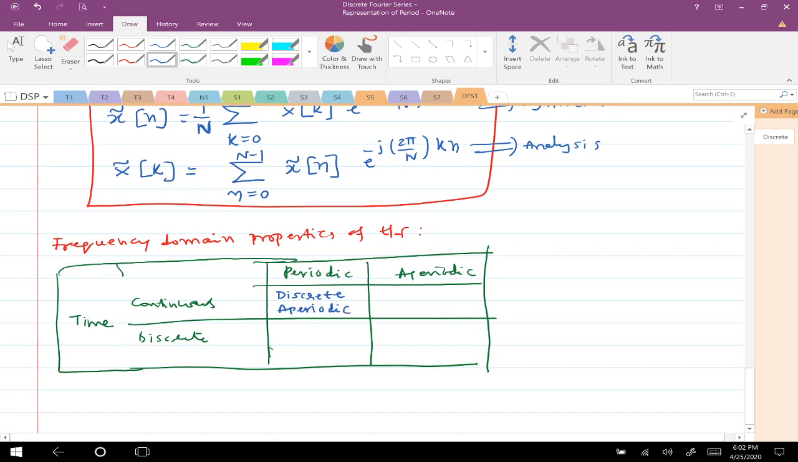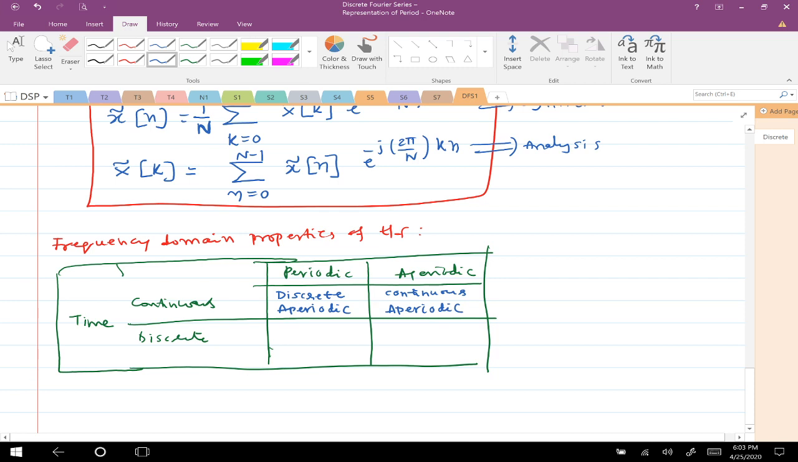And what about the CTFT? If you recollect, CTFT is X(jω). The transform in that domain, X(jω), was continuous, is it not? And what about the periodicity of it? No, that's aperiodic only. There also there is no periodicity. That was aperiodic. Same case with Laplace.